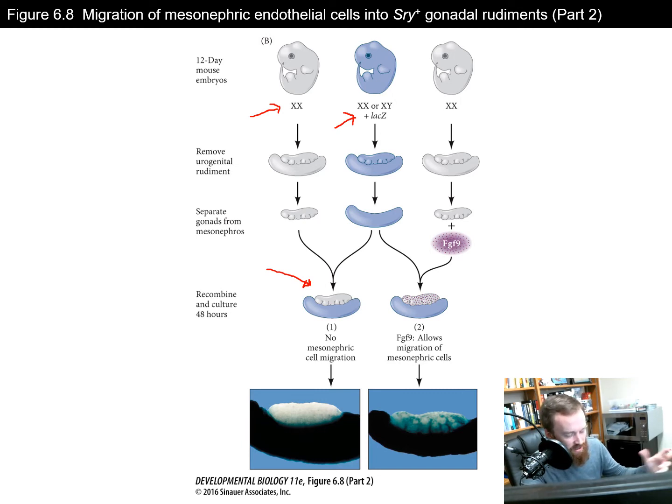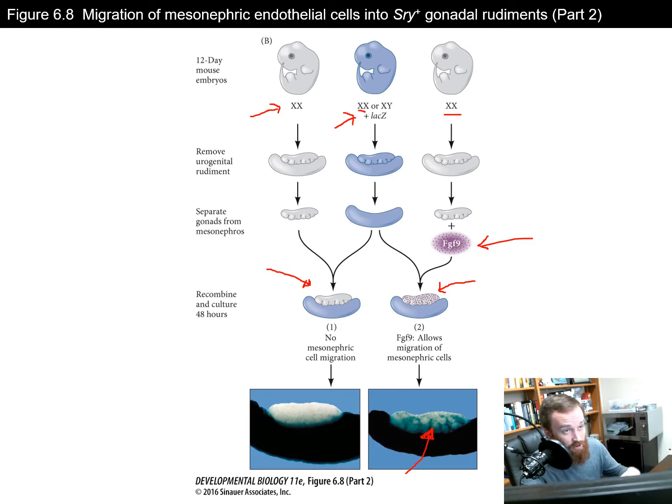And usually in our previous experiment we added SRY, but in this case we're going to ignore SRY, and we're just going to take a female mouse and combine it with a female mouse that is stained, and all we're going to do is add FGF9. We see that if FGF9 is present in the gonads, then we still get this migration of those cells from the kidney tissue into the gonads to form those blood vessels that are seminal for testes formation.